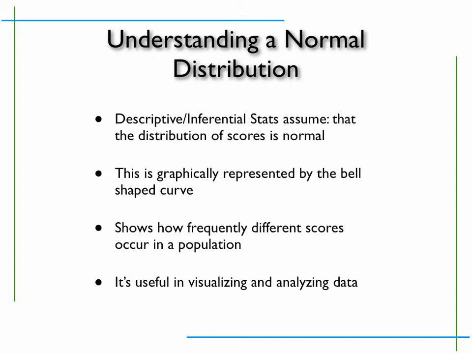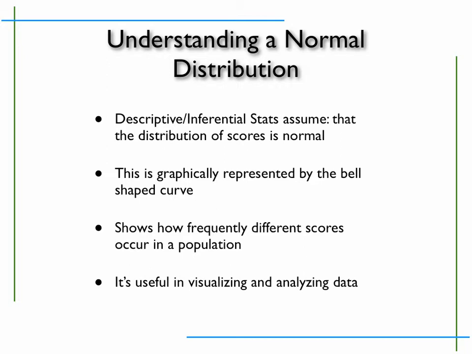If we were to graph a set of scores, there would be or should be a symmetrical distribution around the vertical axis. And this is graphically represented by what we call the bell-shaped curve. Now, on a graph or a chart, the largest number of scores can generally be found right in the middle of that curve.